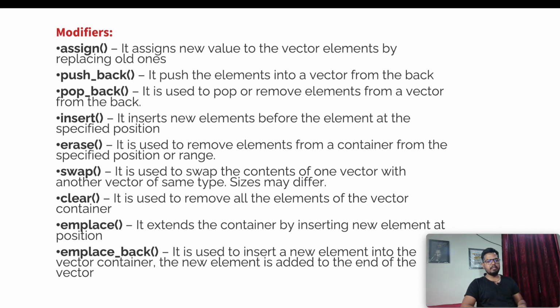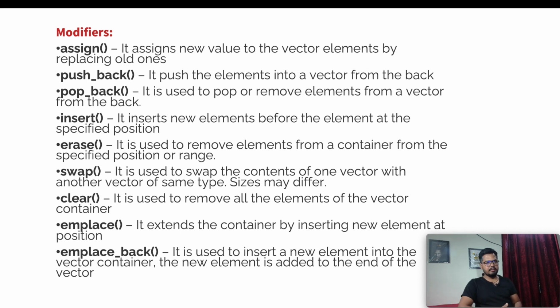The next function is push back. Push back is used to insert data at the end of the vector. The next function is pop back. The pop back function is used to remove and pop the elements from the end of the vector. The next function is insert. The insert function is used to insert a new value before the element at the specific position.